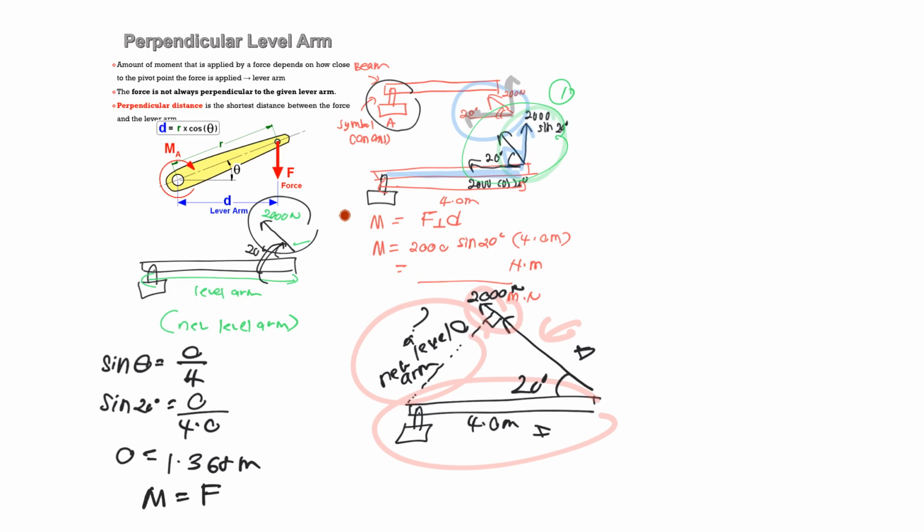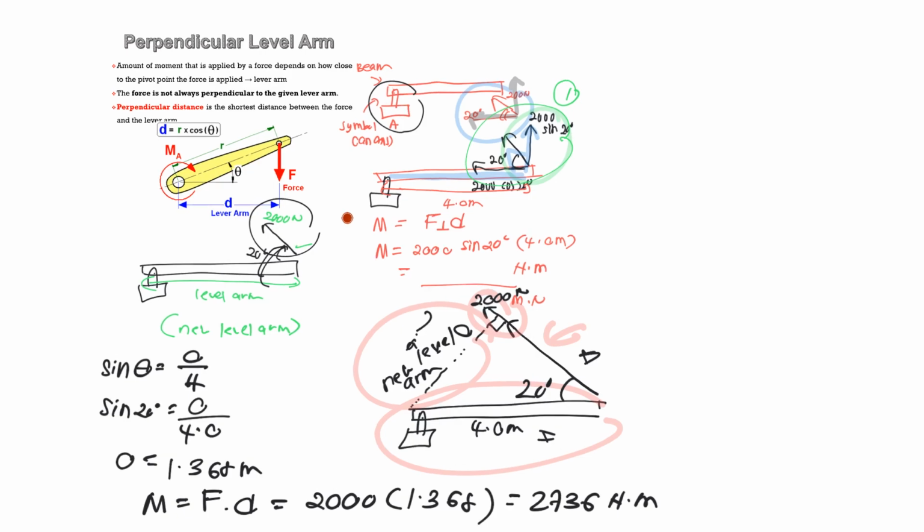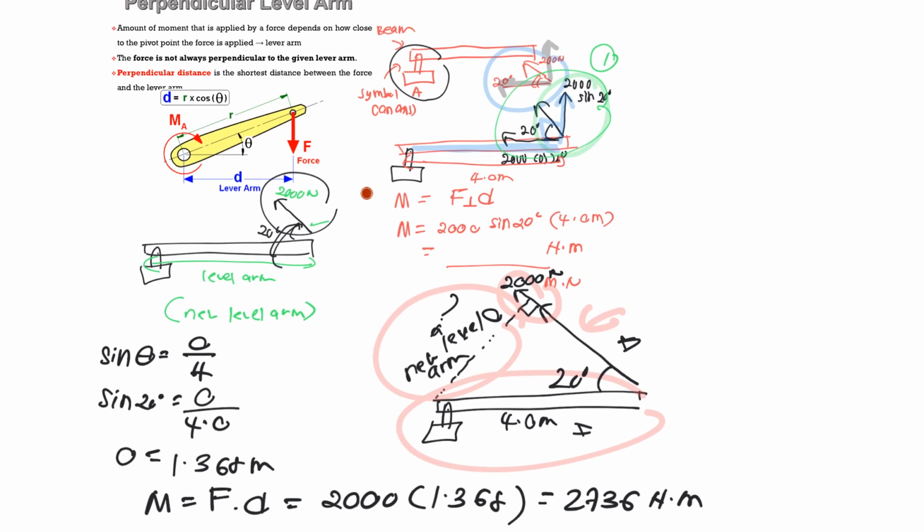Now if you want to find the moment, definitely you put M equals force times distance. Your force is going to be 2000, because you are not going to resolve the force, which means there will be no sine or cos, and then you multiply by 1.368. So you are going to get 2736 Newton meter. So let's prove with the first method whether you get the same answer or not. 2000 sine 20 times 4, so you also get 2736.